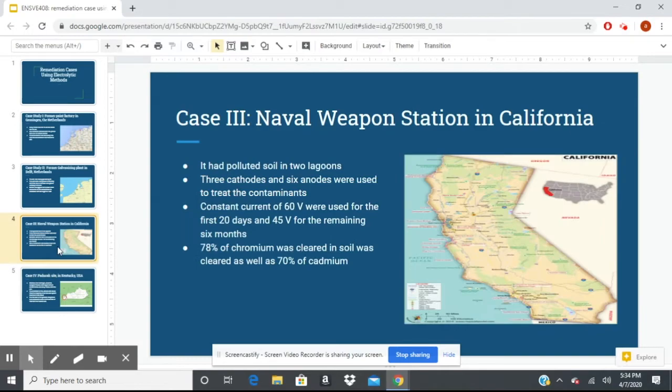In our upcoming slide, a naval air weapon station in California had polluted soil placed between lagoons, which were separated from its surroundings by a high-density polyethylene wall. Three cathodes were centered between six anodes. The anode and cathode were 4.45 meters apart from each other. A constant current of 60 volts was applied for 20 days and then was decreased to 45 volts for 6 months. As a result, 78% of chromium in the soil volume had been cleared. About 70% of cadmium in the soil was cleared between the electrodes.